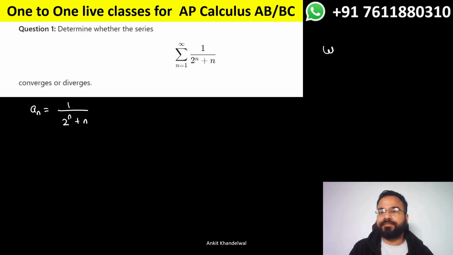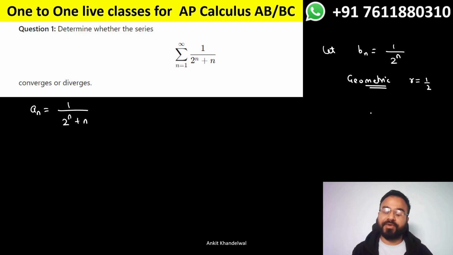Let bn be equal to, now whenever you are comparing, just try to remove some of the terms. Let's say I am removing this n over here, n being a positive number from 1 to infinity. So I am keeping only 1 by 2 power n. Now 1 by 2 power n I already know. That's a geometric series. And what is the common ratio? It's 1 by 2. Since the absolute value of r is less than 1, therefore it converges. So I know this geometric series converges.